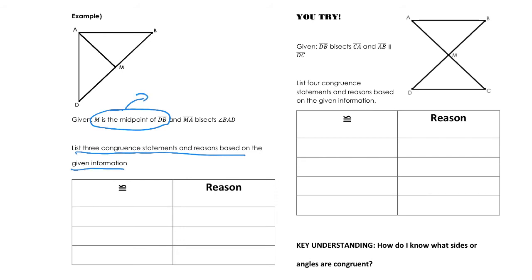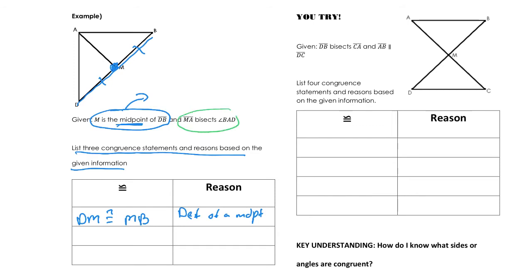So this is going to give me my first congruent statement. What's equal? If M is the midpoint of DB, M is the middle of DB, oh, that means DM is equal to MB. So DM is congruent to MB. And my reason is I'm using the definition of midpoints. So I know a midpoint cuts a line in half, 2 equal halves. So you don't have to write that all out. You could just write the definition you're using.